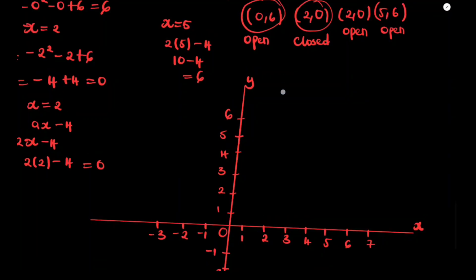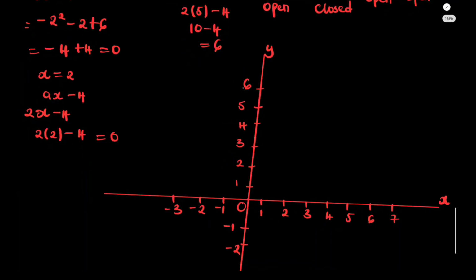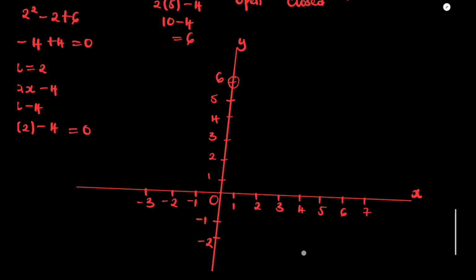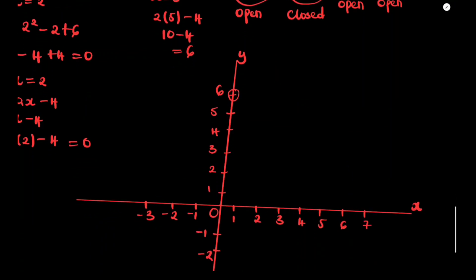Our first coordinate is x is 0 and y is 6. It is open, so it is represented simply as an empty circle. The second coordinate, we have x is 2 and y is 0. It is closed, so it is a dot.